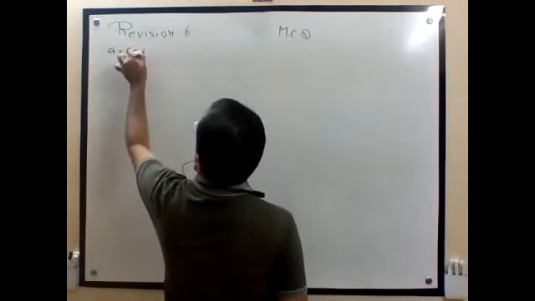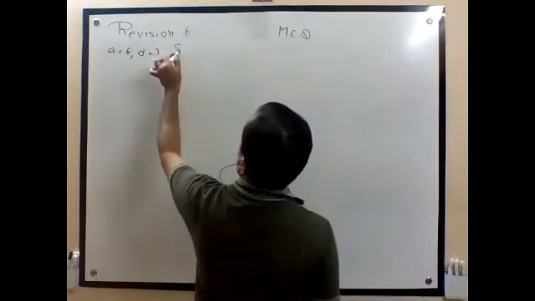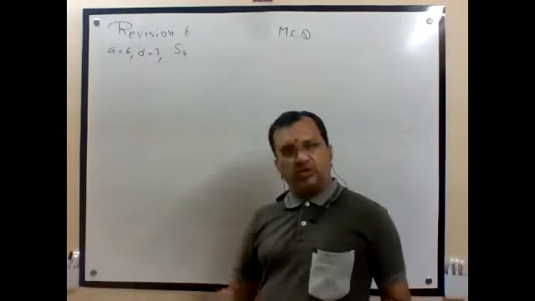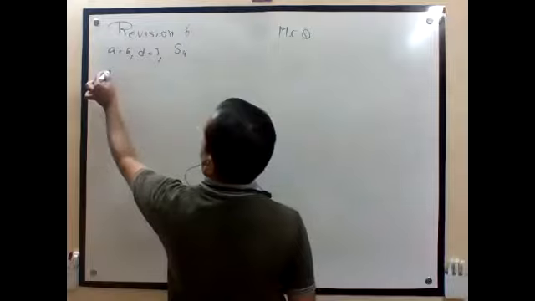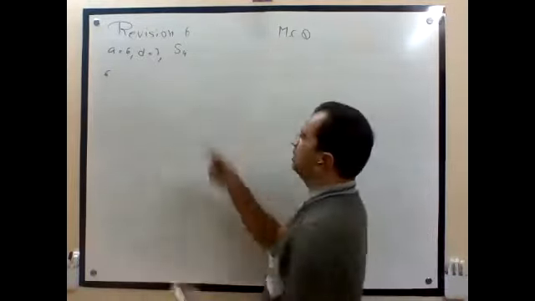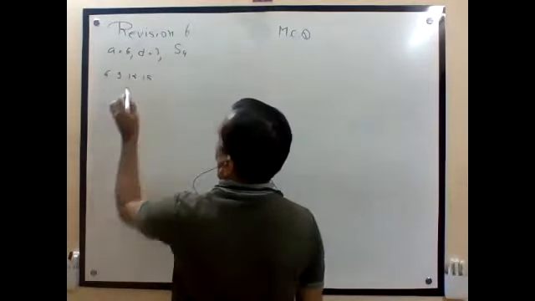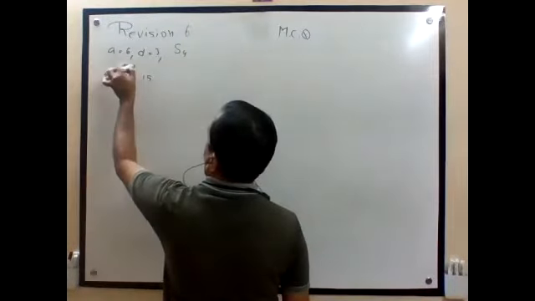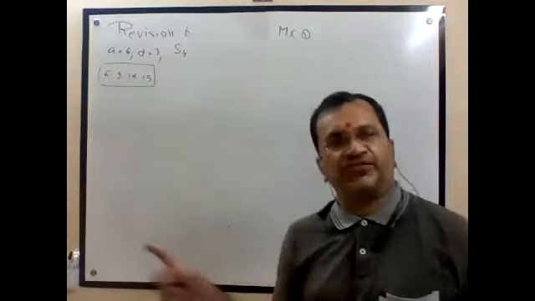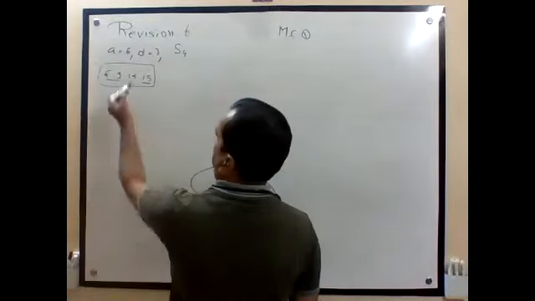A is equal to 6, D is equal to 3. Find S4. See, this again by two methods. First number is 6. D is positive, so increasing series. 3 difference, 9. 3 difference, 12. 3 difference, 15. So this is T1, T2, T3, T4. And we want S4, the sum of the first 4 terms. So 15, 15, 30, 42.